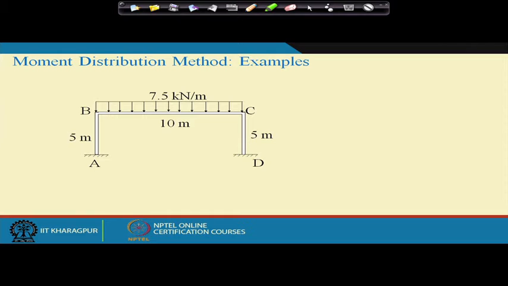This is the example. If you remember, we considered the same example and analyzed it using the slope deflection method. So whatever results we get today using the moment distribution method, you can compare with the results obtained via the slope deflection method, and also compare the steps used in the two methods. That is the precise reason why, as I said in the last class also, we have been using similar examples to demonstrate different methods.